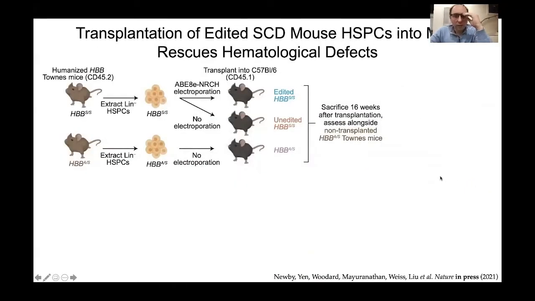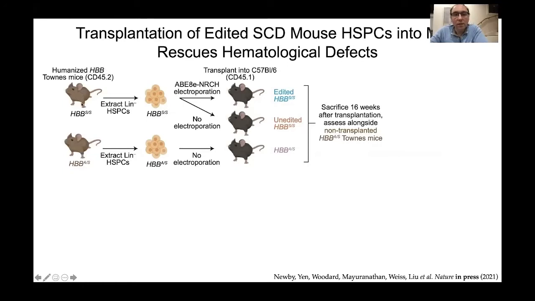This mouse model was reassuring to us that we were really editing the long-term hematopoietic stem cells from human patients. But because human cells are short-lived in the mouse circulation, in the peripheral blood system of the mouse, we weren't able to measure hematological defects and any restoration that's granted by our editing strategy. Therefore, we turned to a mouse model called the Townes mouse, which contains a human beta-globin locus.